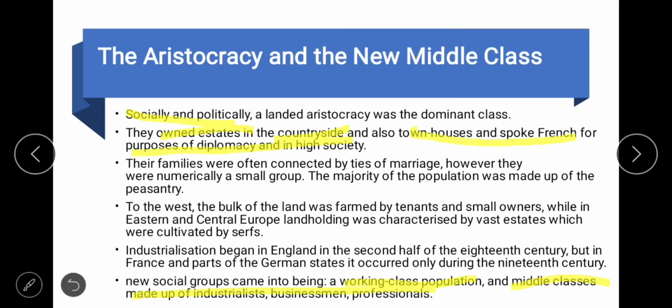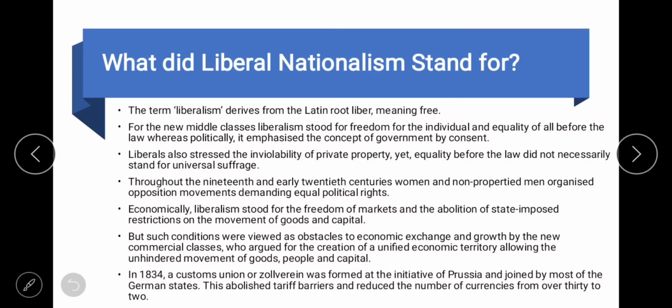Okay, so now what did this liberal nationalism stand for? The term liberalism derives from the Latin root liber, a Latin word meaning free. So for the new middle classes, liberalism stood for freedom for the individual and equality of all before the law.